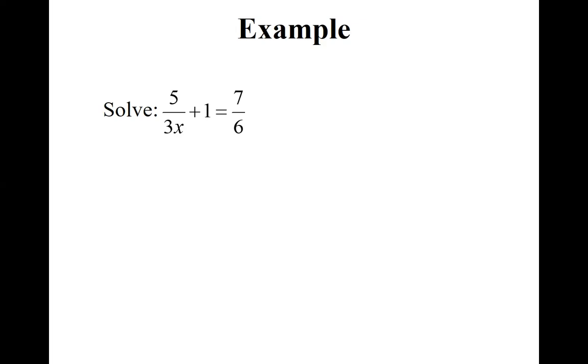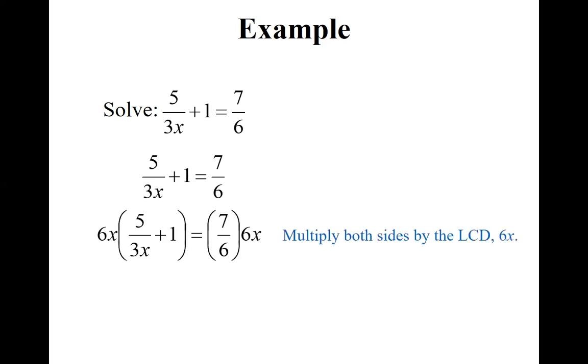So here, our common denominator that we're looking for is going to be 6x. How do we get that? Well, 6 is 3 times 2, so our unique factors are 3x and 2, all to the first power. 3 times x times 2 is 6x. So multiply both sides of the equation by 6x.